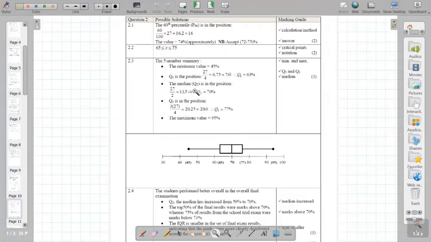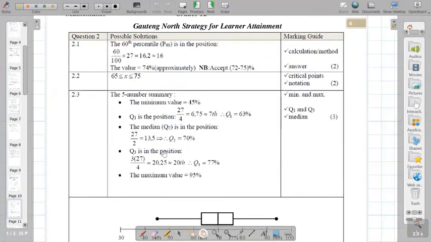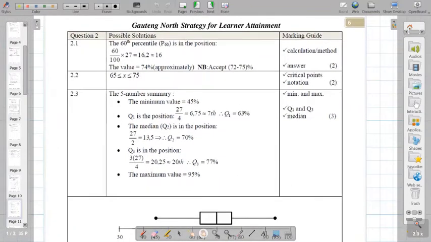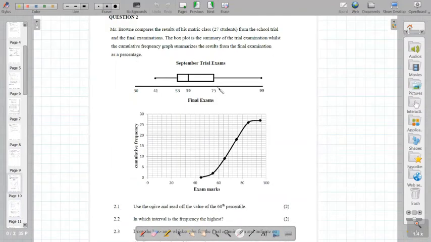Again, let's go through the memorandum just to make sure if anything is different, or how we get part marks in such cases. The 60th percentile is basically 60% of the people. 60% of how many people do we have? 27. So 60% of 27, that's how you calculate it, is around 16. So 16 learners make almost 60% of the group. Okay, 16. So from 16, what do we get as the value?